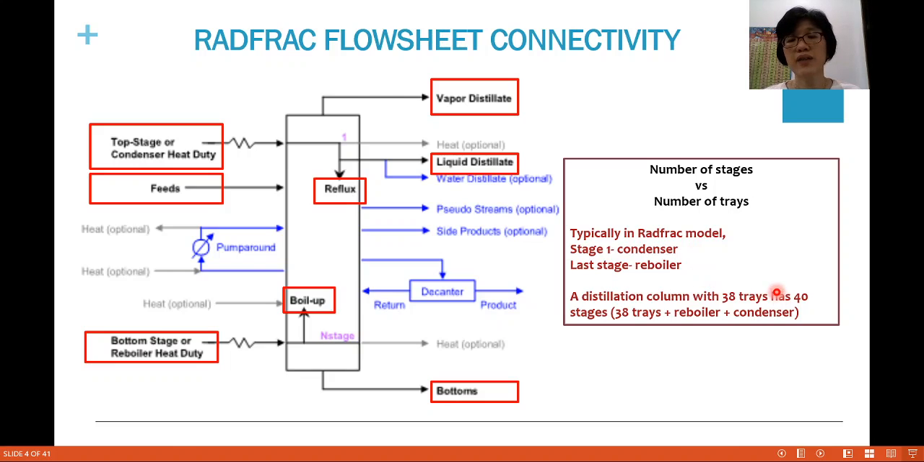In the case of you are having a distillation column with 38 trays, meaning you are having 40 stages. How to get 40 stages is actually a summing up of 38 trays plus 1 reboiler and 1 condenser. So it makes up to 40 stages. So you have to remember what is stage, how to define stage and how to define tray.